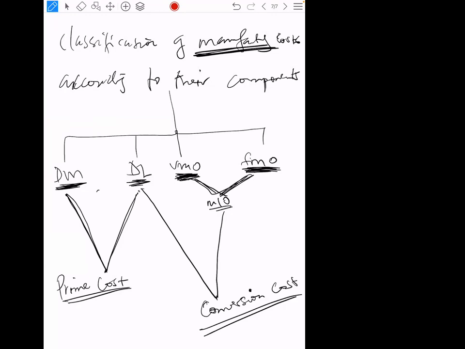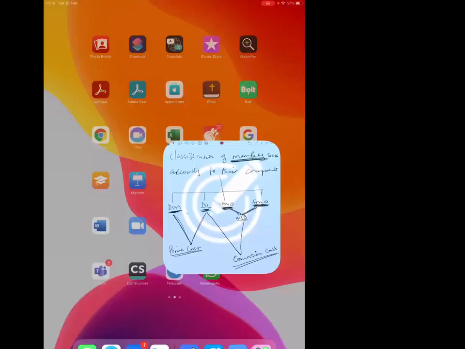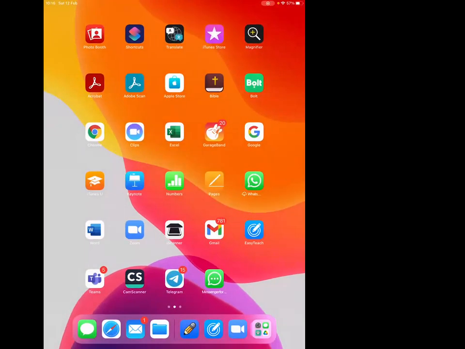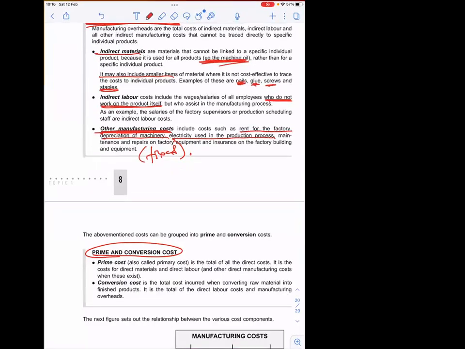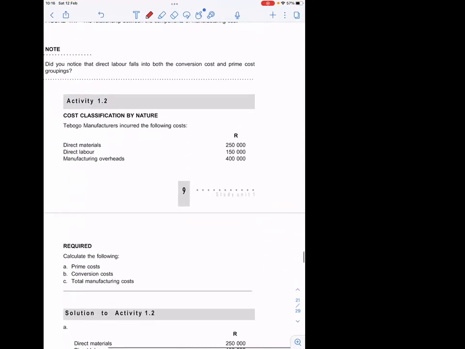So I hope so far, so good. I don't know if we need a little bit of calculations. Yes, we might need some calculation, to just welcome you there and there.